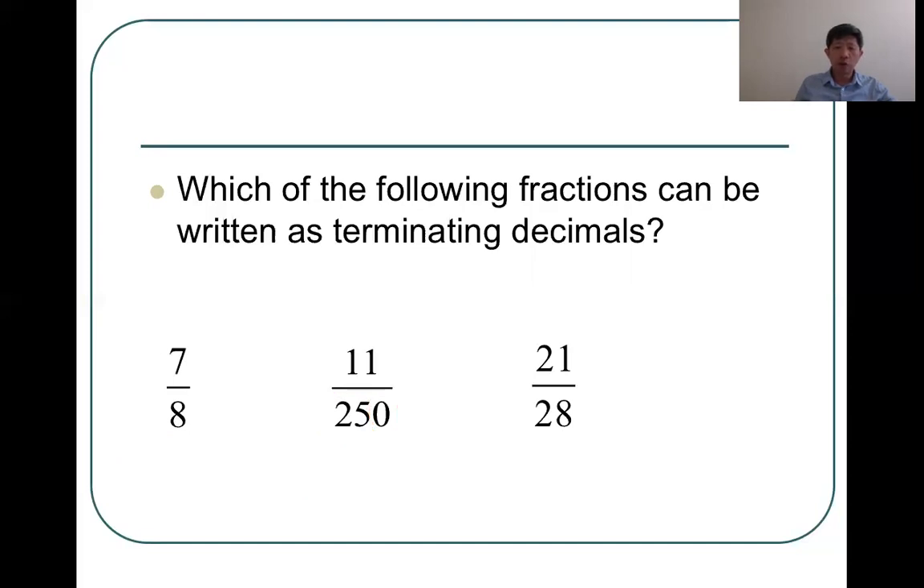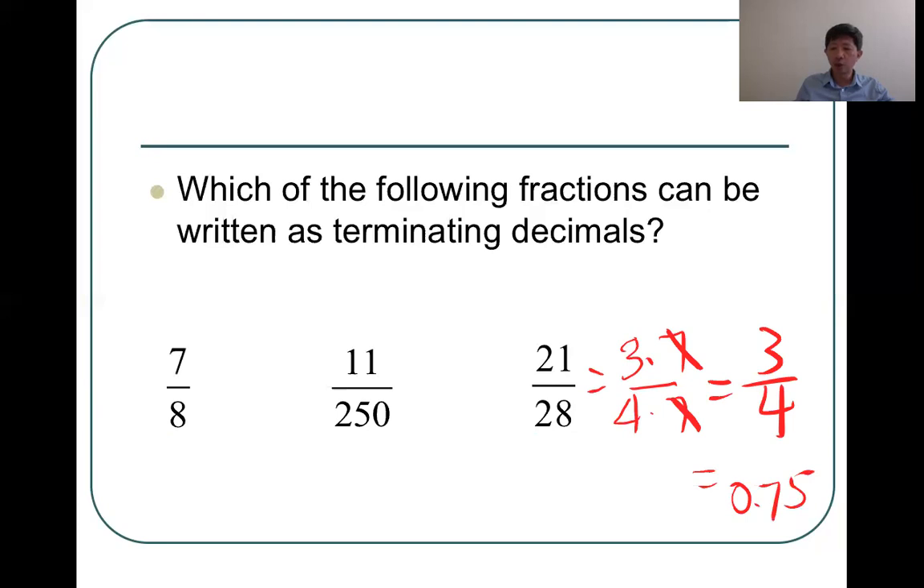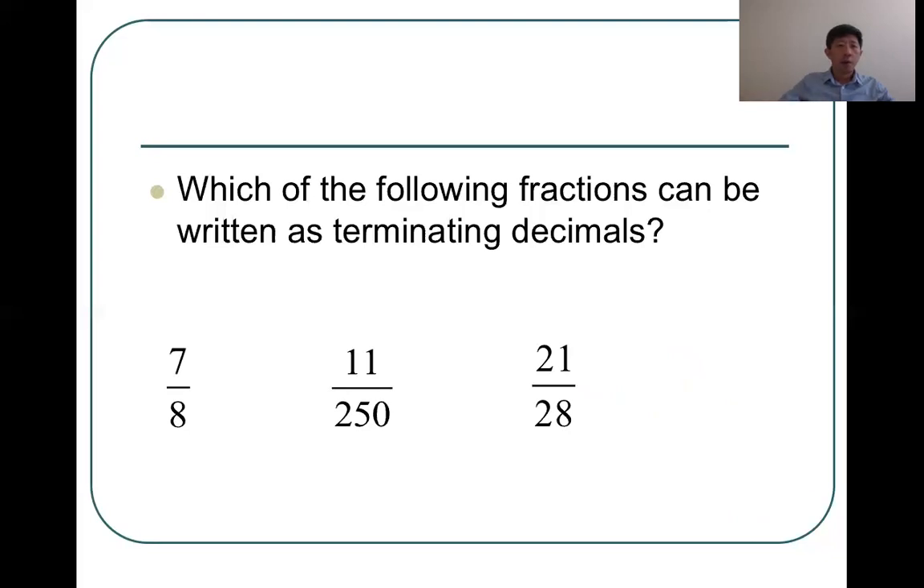Now what about 21 over 28? Actually this is 4 times 7, right? But don't worry, we have to reduce. Can we reduce 21 over 28? Yes, we reduce. 21 is 3 times 7, 28 is 4 times 7. So we reduce, make it 3 over 4. 3/4 is 0.75. Terminating decimal, yes or no? Yes, because 4 is divisible by 2, right? All right, terminating decimal.